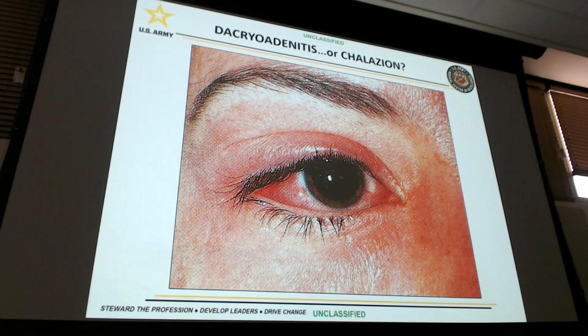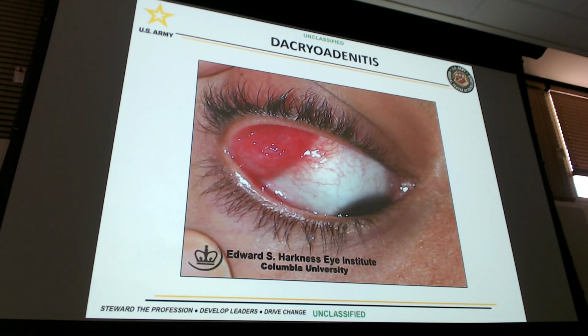Okay, dacryoadenitis or chalazion. How would you differentiate between dacryoadenitis and chalazion? Pain, yeah, I would agree. Chalazion is not painful. Dacryoadenitis is going to have some level of pain. Okay, very good. Another picture.